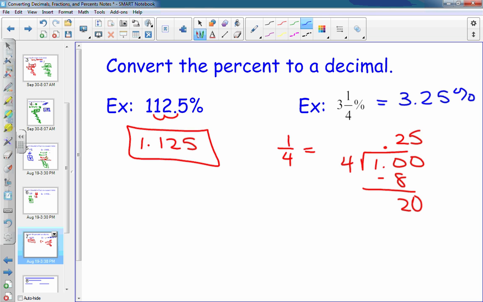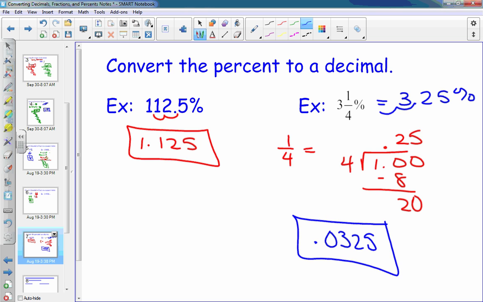To the left still. So this is going to be 1, 2. So I have to add a 0 in front of that 3. Do we see that? So 0.0325. Y'all with me? Okay.